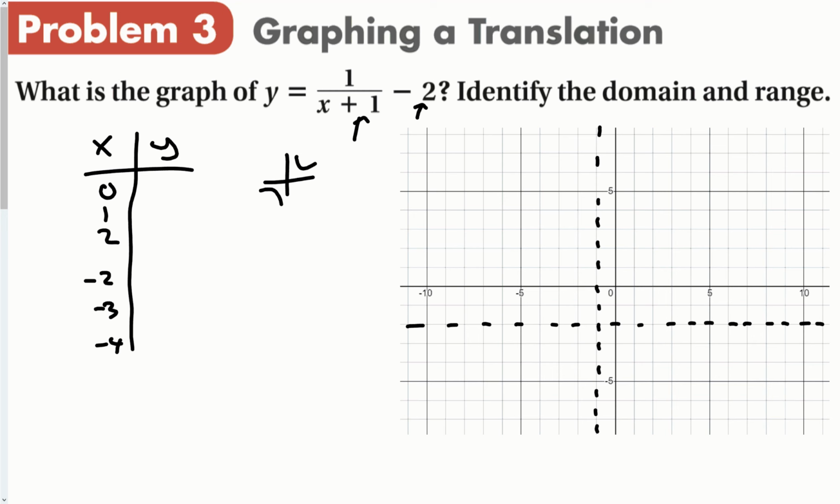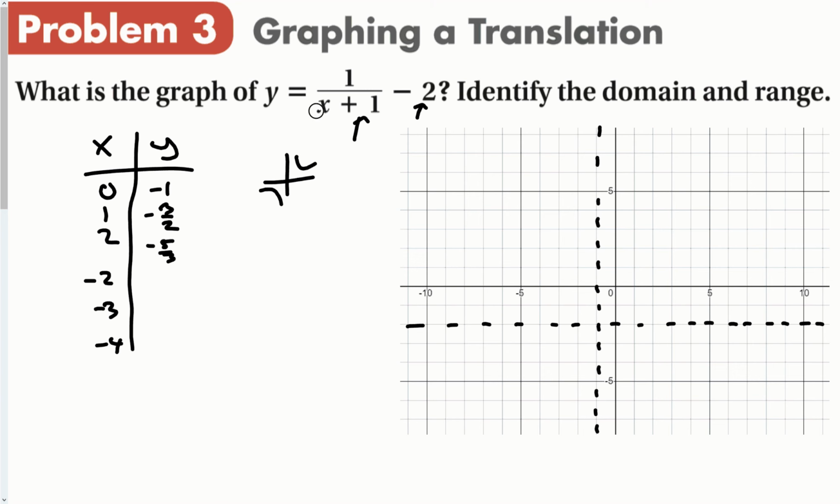But I just don't know exactly where they are. So if I plug in 0, I get a 0 there, so that's 1 minus 2, which is negative 1. If I plug in a 1, that is 1/2 minus 2, which is negative 3 over 2. And if I plug in a 2, that is 1/3 minus 2, which is negative 5 over 3.